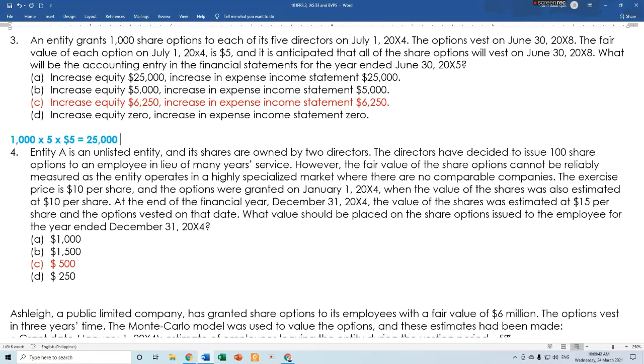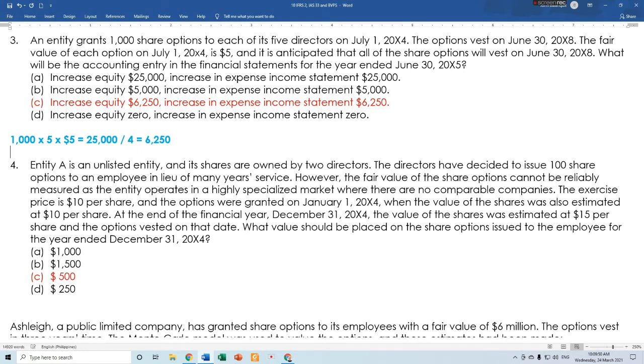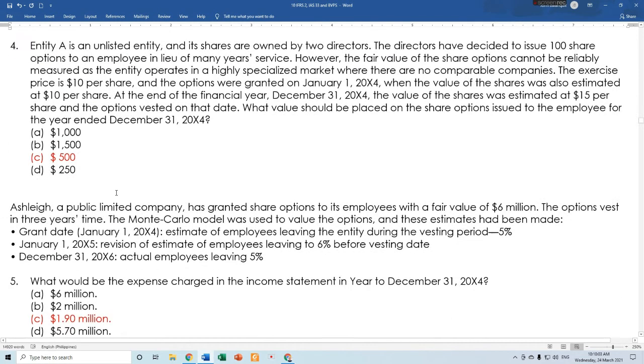Kaso, over 4 years. So, divide by 4 natin yan. 6,250, no? Yan. Okay? So, ang gagawin mo, recognize natin yung amount na 6,250 muna. Kasi may vesting period tayo na 4 na taon. Okay? So, the answer there is letter C.